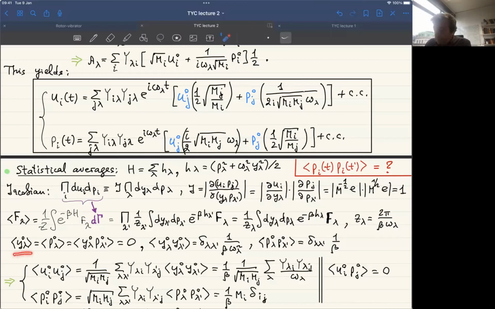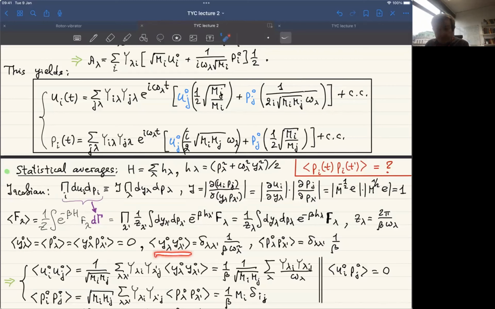First of all, let's start from the average normal mode displacement and momentum, because the functions here contain the Hamiltonian, which is quadratic with respect to atomic displacements and momenta. These are just Gaussian integrals, and of course, when you calculate the average of these, you will simply get 0, because the Gaussian is centered at 0. The same is true for this product of y lambda and p lambda, for any lambda and lambda prime.